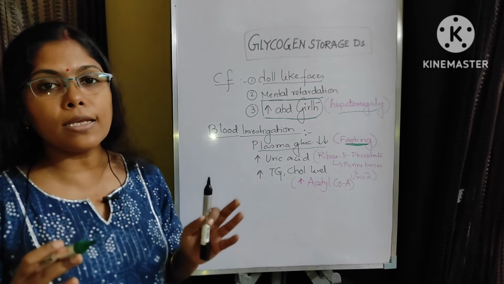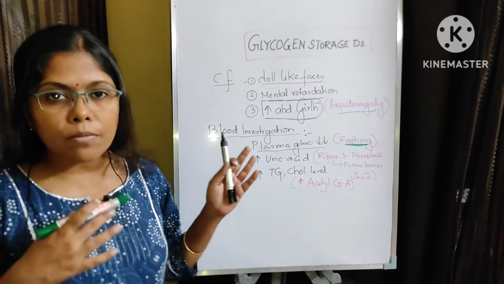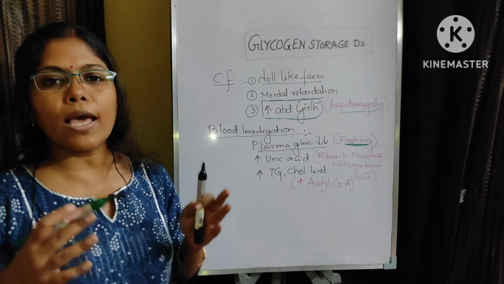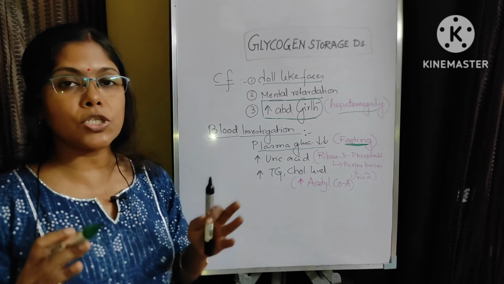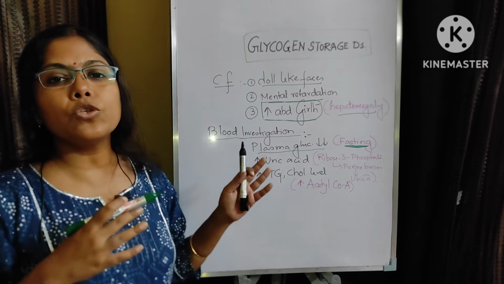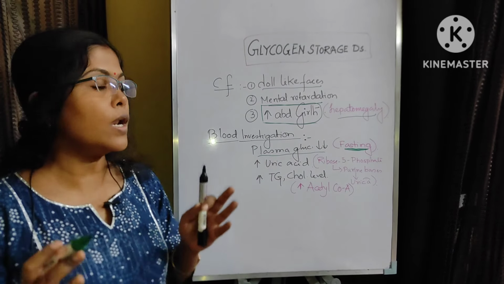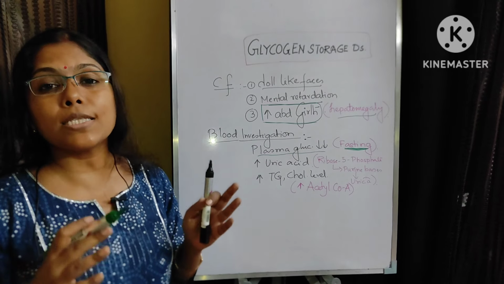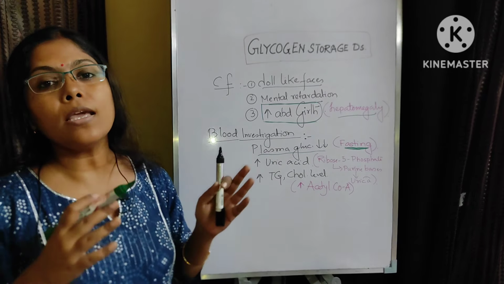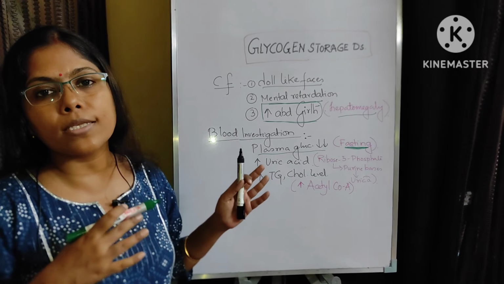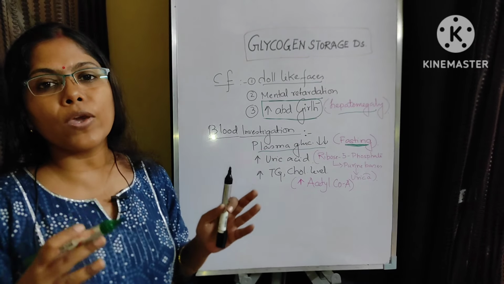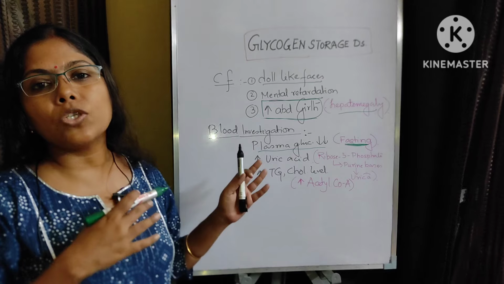So what are the cardinal clinical features of these patients? They will have doll-like faces, mental retardation, increase in abdominal girth due to deposition of glycogen in the liver, blood investigation fasting hypoglycemia, and they will have increased serum uric acid concentration along with the increased amount of lipids in the blood.